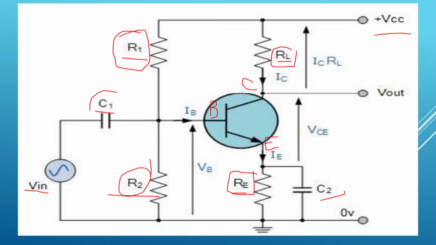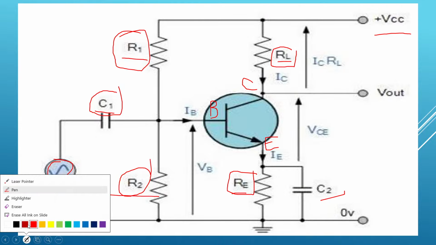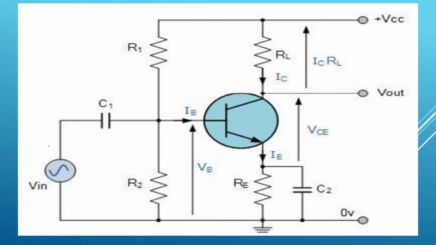There is one capacitor here, C1. C1 is the capacitor used to separate the AC signal from the DC biasing voltage. What is our input signal? If you observe here, this is our AC signal. So C1 is used to separate the AC signal from the DC biasing voltage, and it is also known as the coupling capacitor.